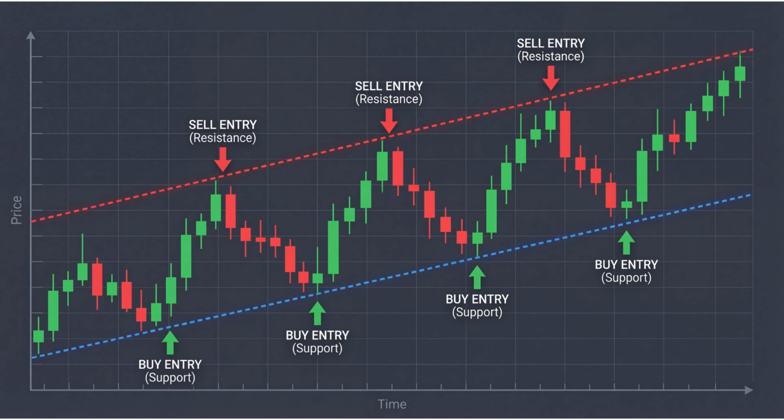The repeated movement between these two boundaries shows a well-respected channel where price action remains structured and predictable. As long as price stays within the channel, traders can focus on buying near support and selling near resistance, following the overall upward trend smoothly and consistently.